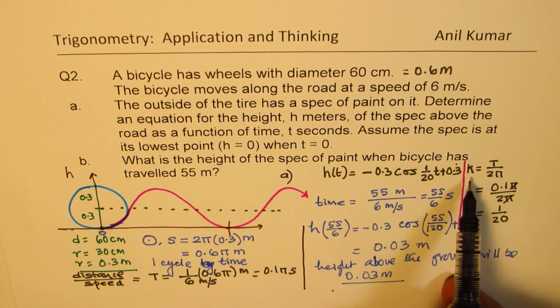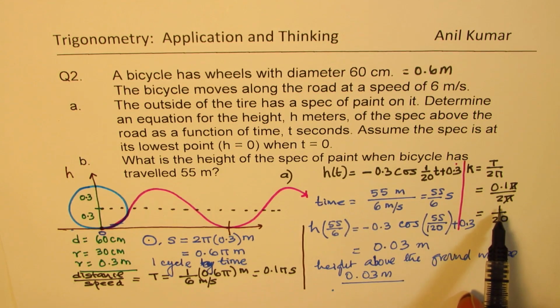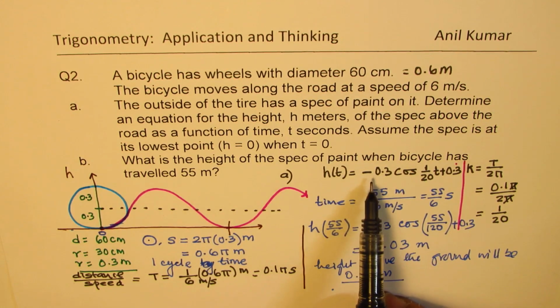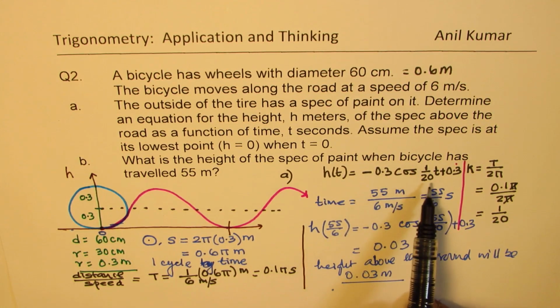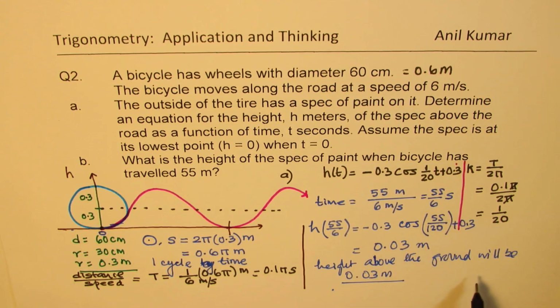Now k is equal to t by 2 pi, and so we calculate the value of k as 1 over 20. So we get the function h of t is minus 0.3 cos 1 over 20 t plus 0.3. Substituting, we get our solution as height will be almost 0.03. It will be very close to the ground. So that is how you could answer this question.